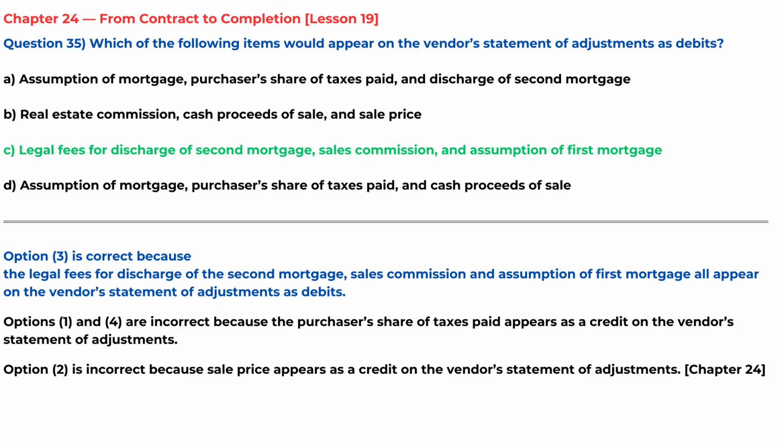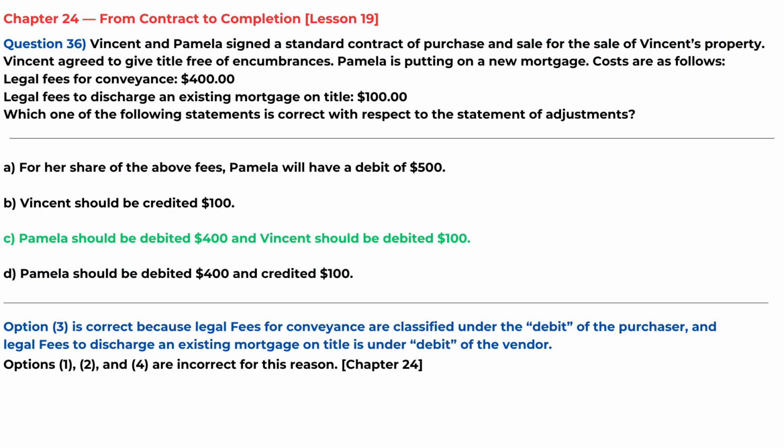Chapter 24. Question 36. Vincent and Pamela signed a standard contract of purchase and sale for the sale of Vincent's property. Vincent agreed to give title free of encumbrances. Pamela is putting on a new mortgage. Costs are as follows. Legal fees for conveyance, $400. Legal fees to discharge an existing mortgage on title, $100. Which one of the following statements is correct with respect to the statement of adjustments?